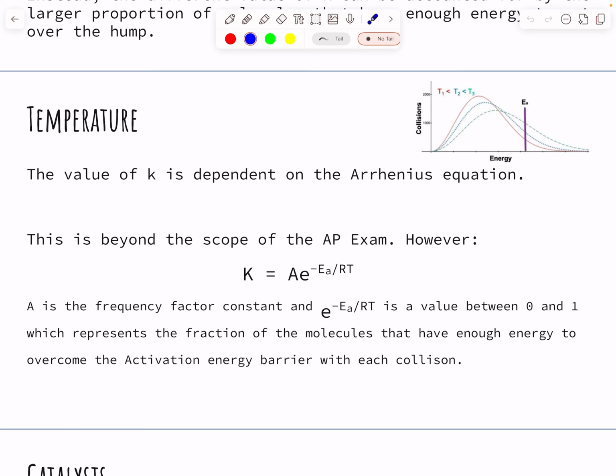But the value of k is dependent on what we call the Arrhenius equation, which is right here. And this is actually how it's calculated. A is our frequency factor constant, and then this species right here is always going to end up being a value between 0 and 1. And that represents the fraction of the molecules that have the amount of energy to overcome. So it basically represents these in the Maxwell distribution. And so, the higher it is, the higher percentage that your molecules will have the energy to overcome.